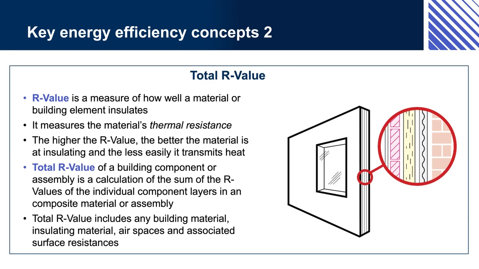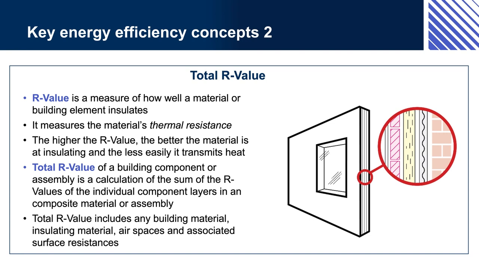R value, total R value. R value is a measure of how well a material or building element insulates. That is, how well it resists the transfer of heat from one side to the other side. It is a measure of the material's thermal resistance. R value is a defined term in the NCC. The formal definition is the thermal resistance of a component calculated by dividing its thickness by its thermal conductivity.